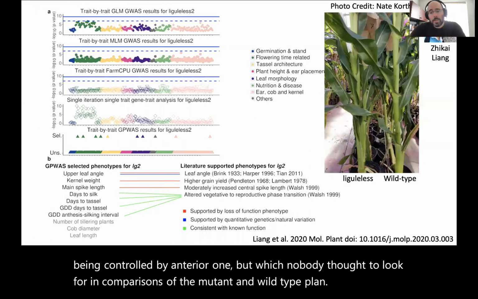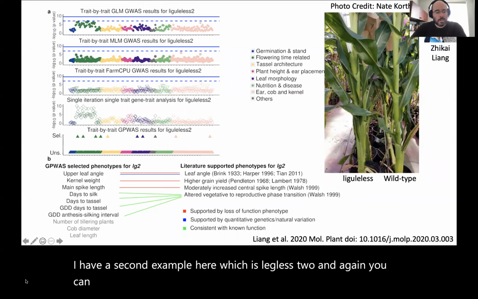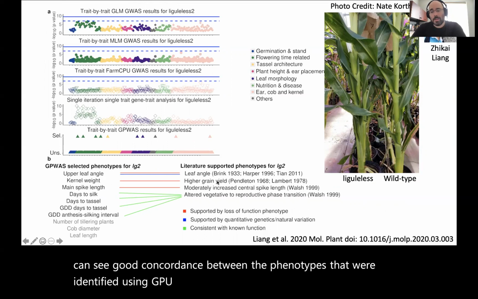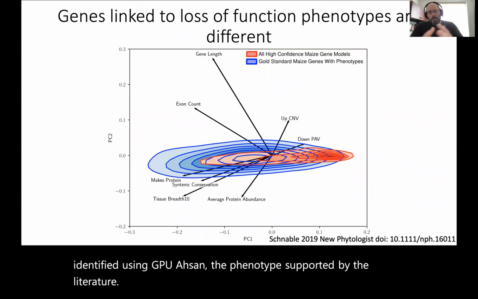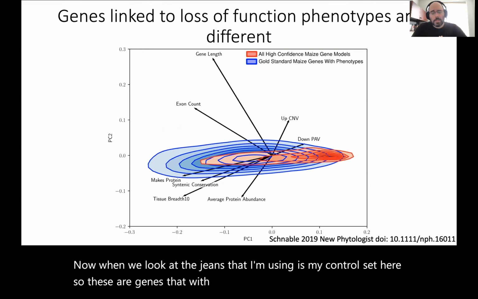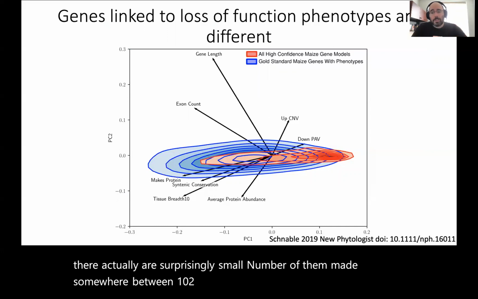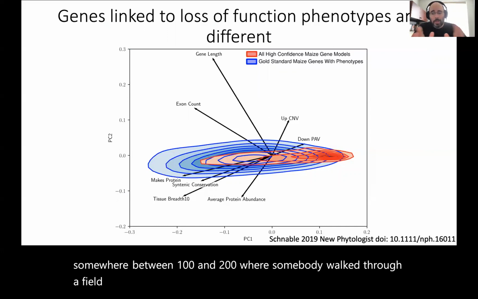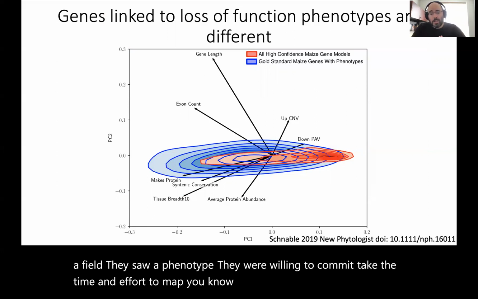I have a second example here, which is ligulus 2. And again, you can see good concordance between the phenotypes that were identified using GPWAS and the phenotypes supported by the literature. Now, when we look at the genes that I'm using as my control set here, so these are genes with known loss of function phenotypes, there actually are a surprisingly small number of them, somewhere between 100 and 200, where somebody walked through a field, they saw a phenotype, they were willing to take the time and effort to map what gene is controlling this qualitative phenotype.